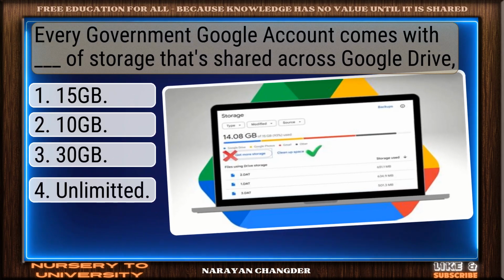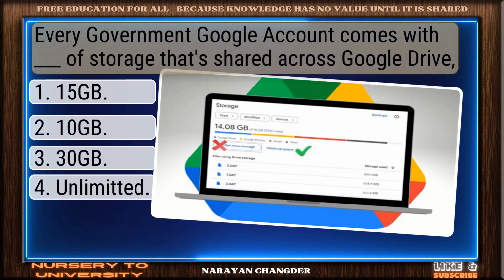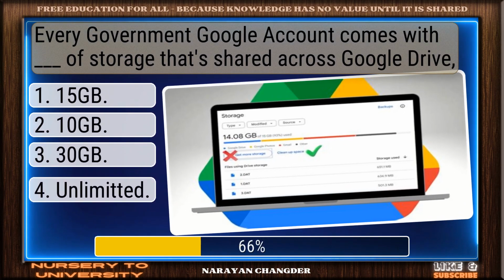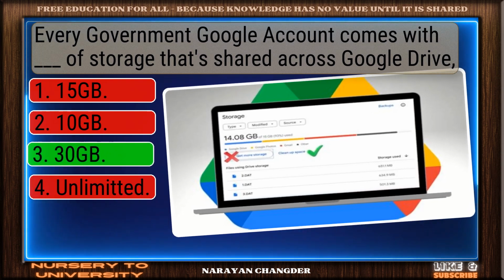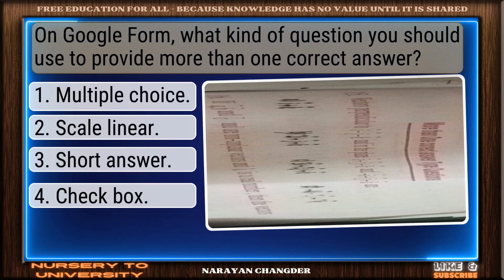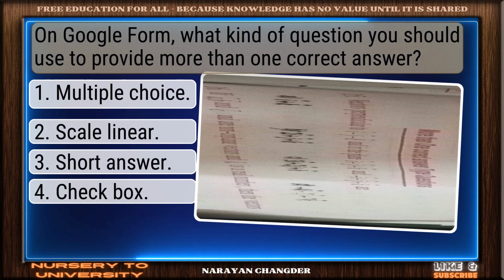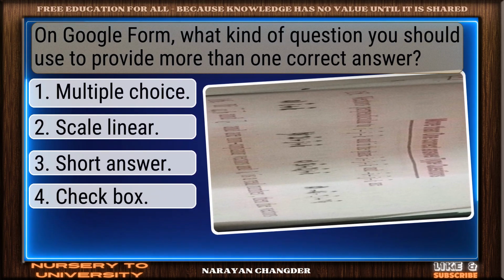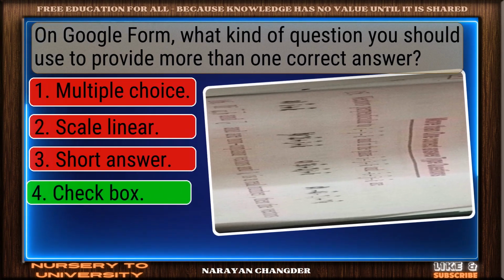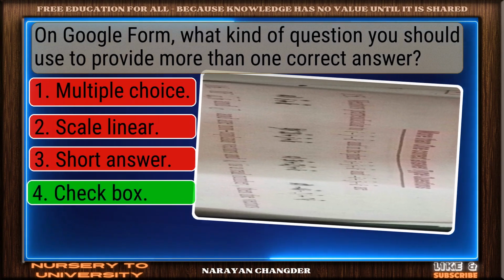Every government Google account comes with Dash of storage that's shared across Google Drive. You got it. Your choice 30 GB is right. On Google Form, what kind of question you should use to provide more than one correct answer? Good job. Checkbox works well here.